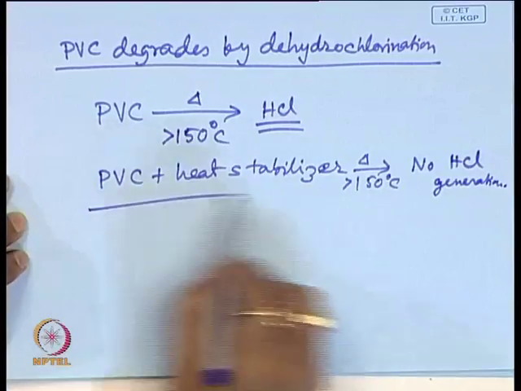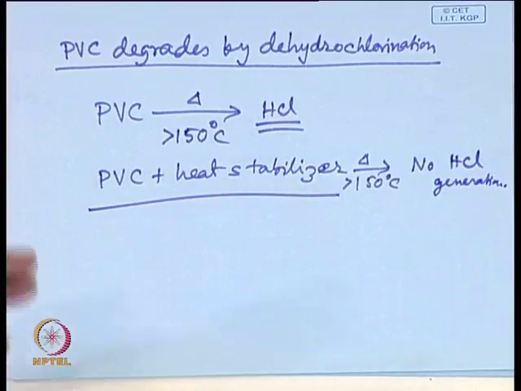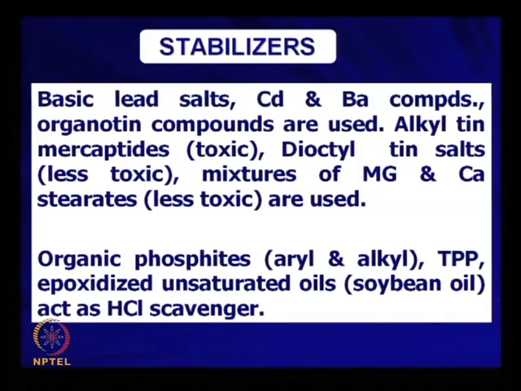So, using some heat stabilizer, PVC degradation can be prevented. These are basic lead salts, cadmium and barium salts, organotin compounds. These prevent dehydrochlorination of PVC.